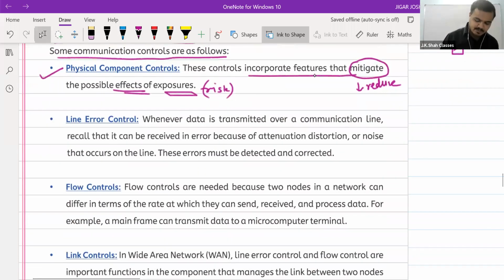Second, the most important thing which comes is called line error control. Just a minute, please.